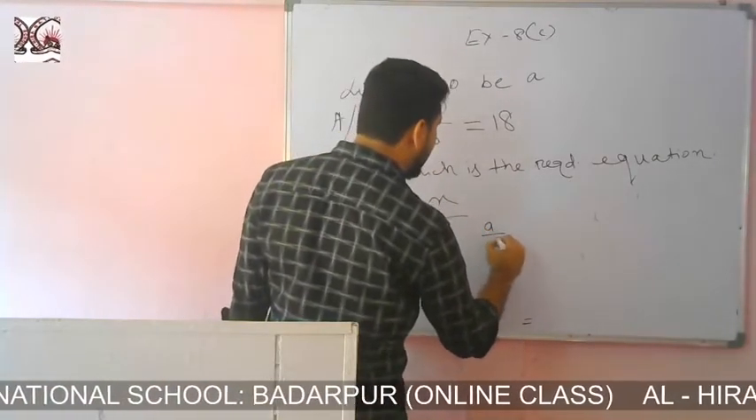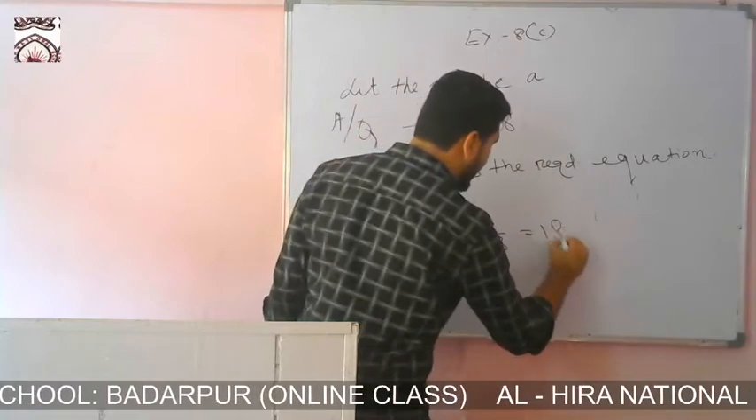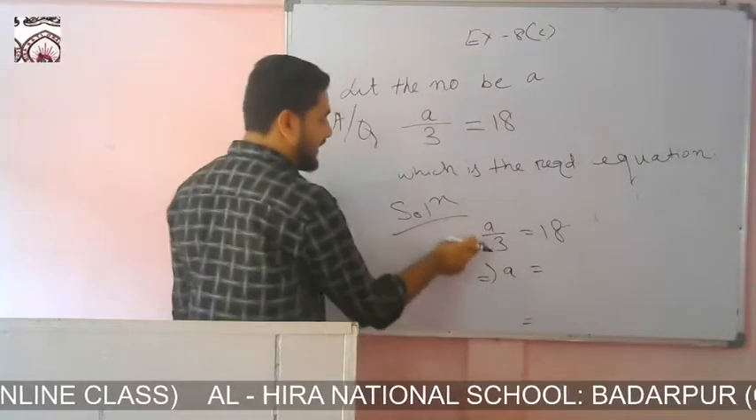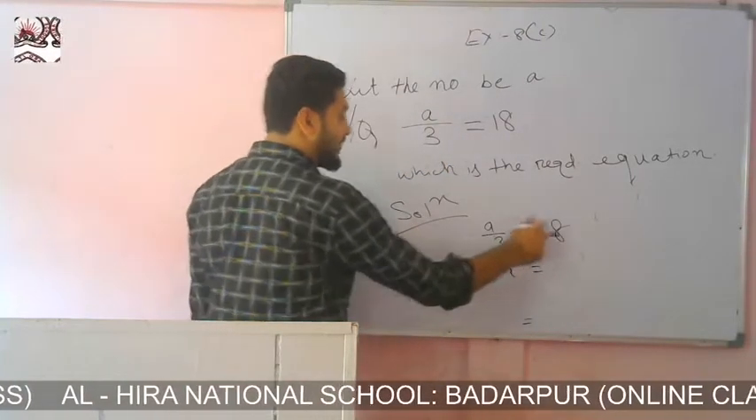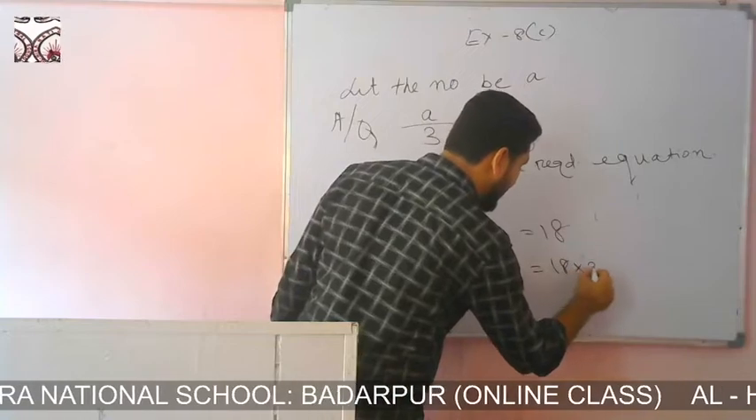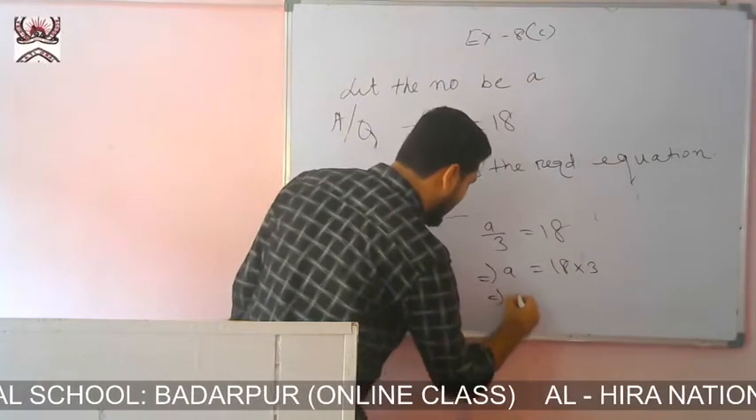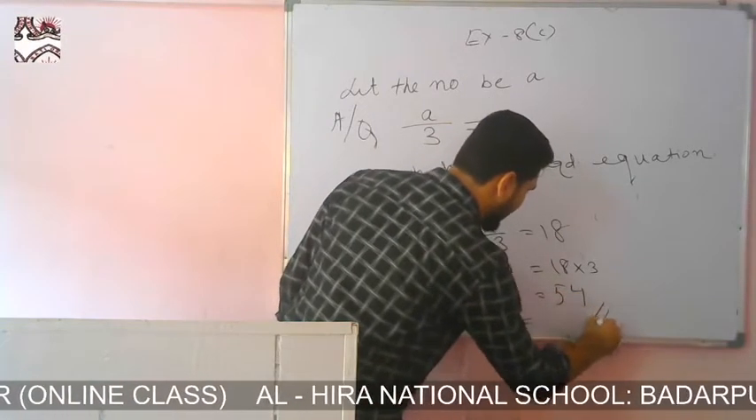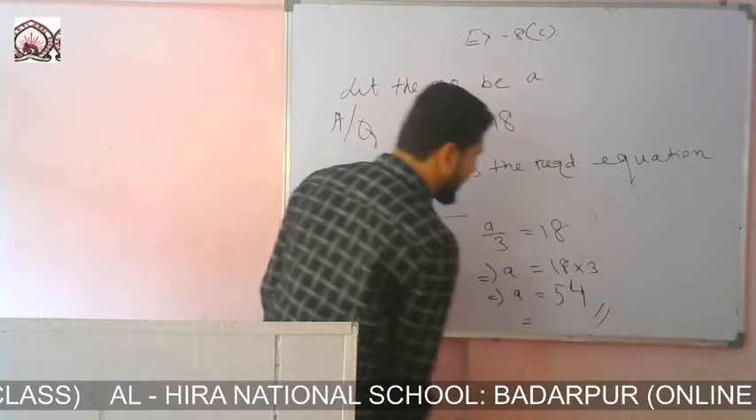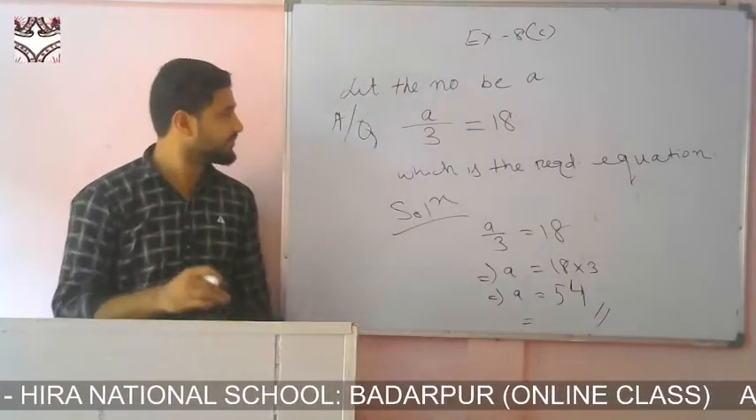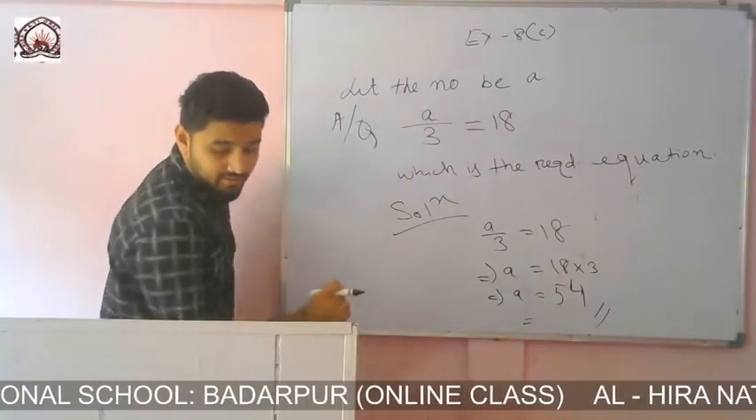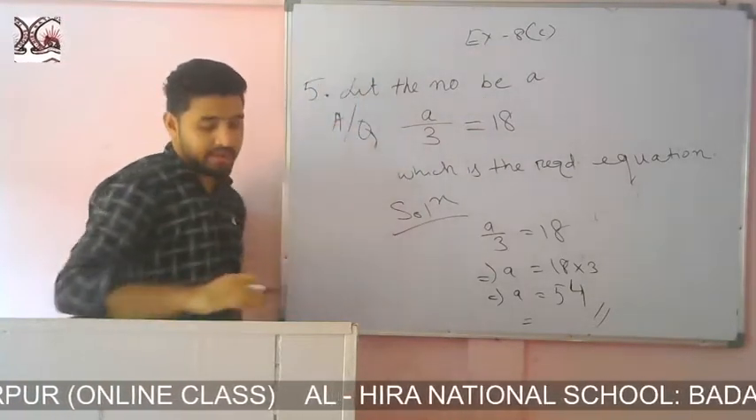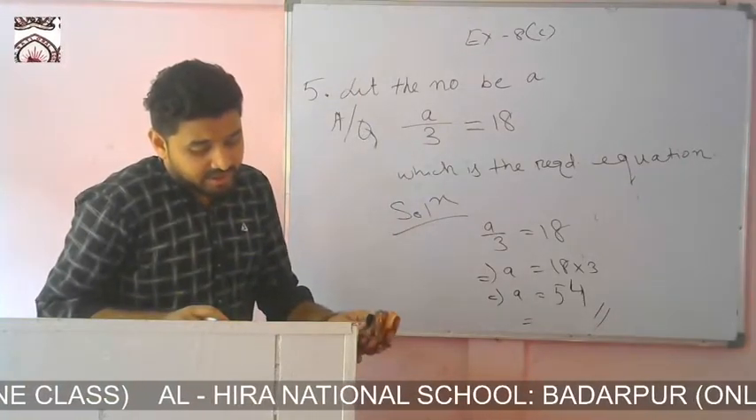So write a by 3 equals 18. Then if I keep a, then 3 is in relation of division, so if I take it to the right side it will become multiplication. So again we will get 18 threes are 54. So 54 is the answer. And it is question number 5.